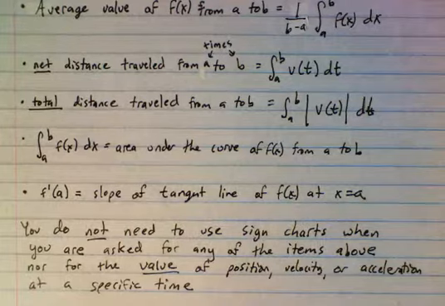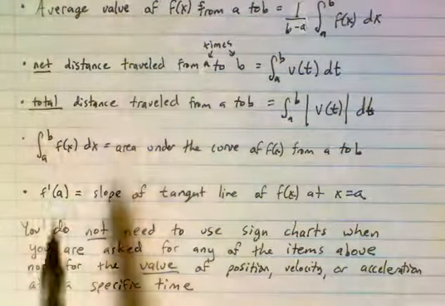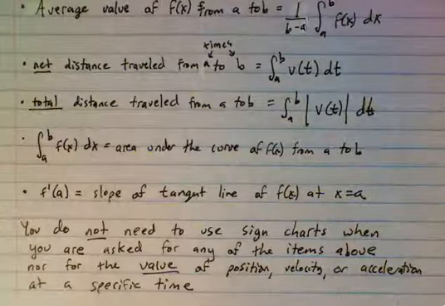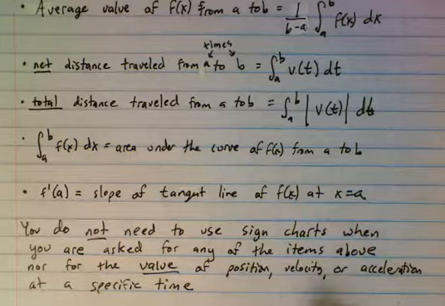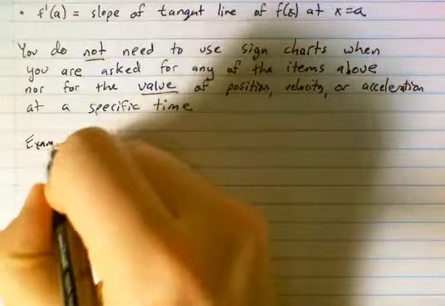One of the things to be aware of when you're asked for these things, or if you're just asked for the value of position, velocity, or acceleration at a specific time, you do not need to use the sign charts like we did before. Those were being used for maximum, positive, negative, increasing, decreasing, those sorts of problems. So let's look at some examples of what we'll see for this type.